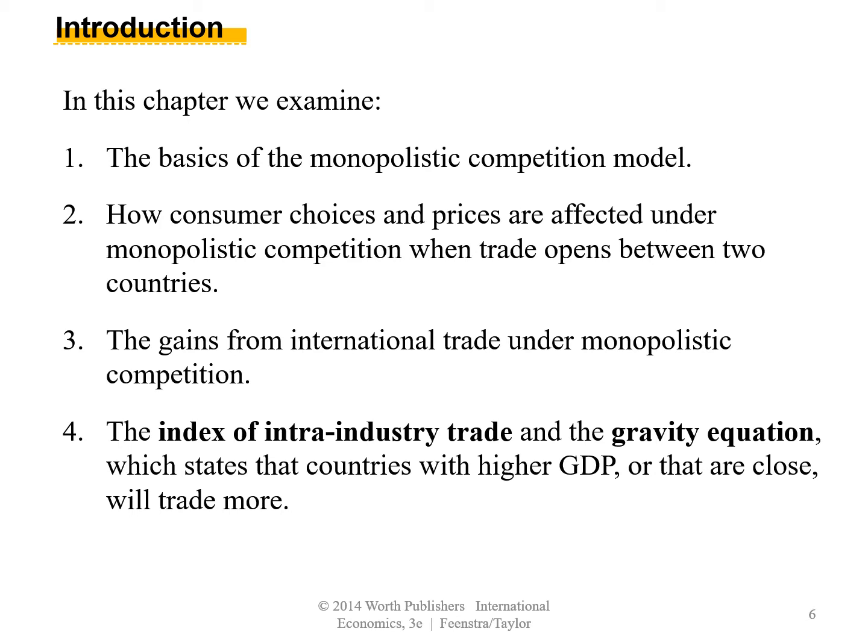In this chapter, we'll talk about the basics of the monopolistic competition model. We'll talk about how consumer choices and prices are affected under this model when you open up trade between two countries in a two-way flow of the same kind of good. We'll talk about the gains from international trade under the monopolistic competition situation. And we'll talk about two concepts, the index of intra-industry trade and the gravity equation.